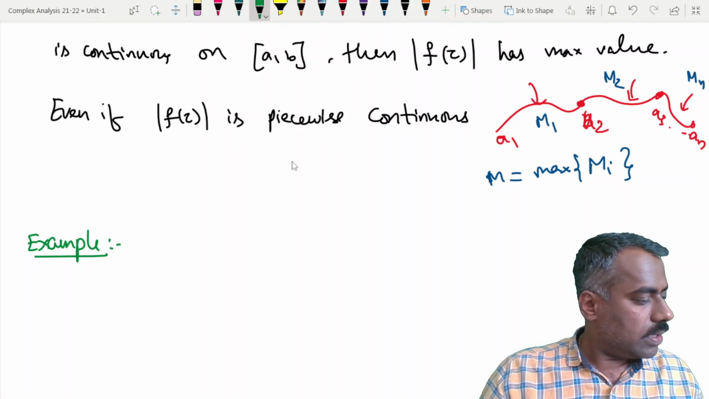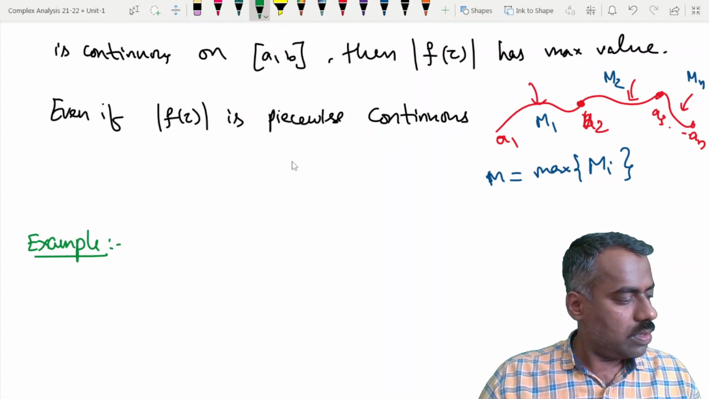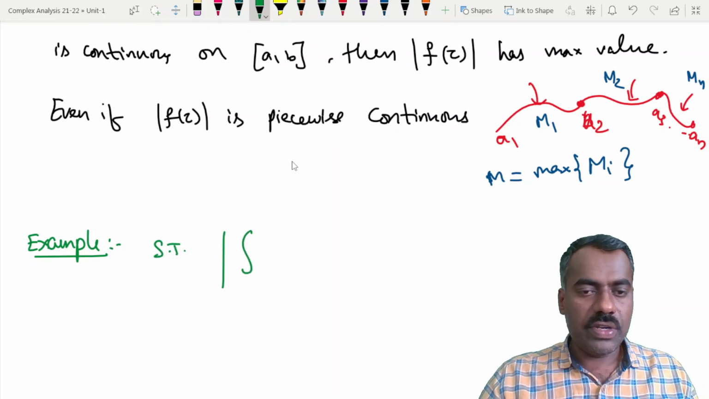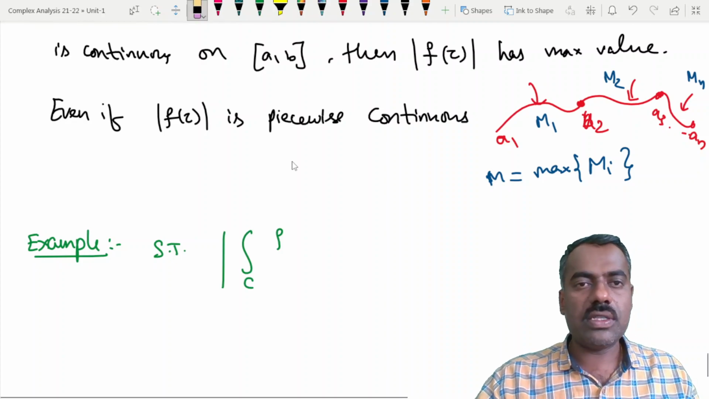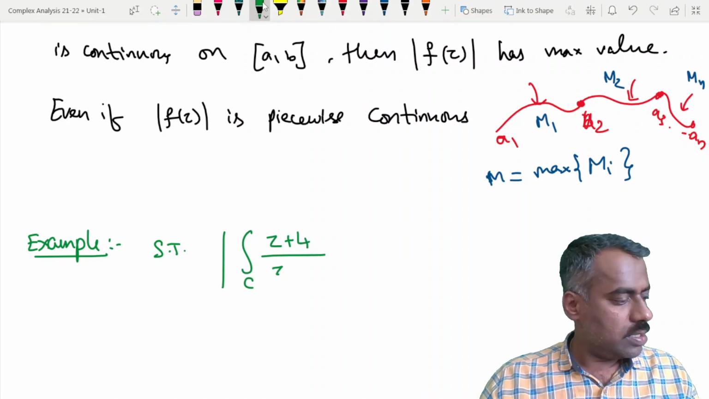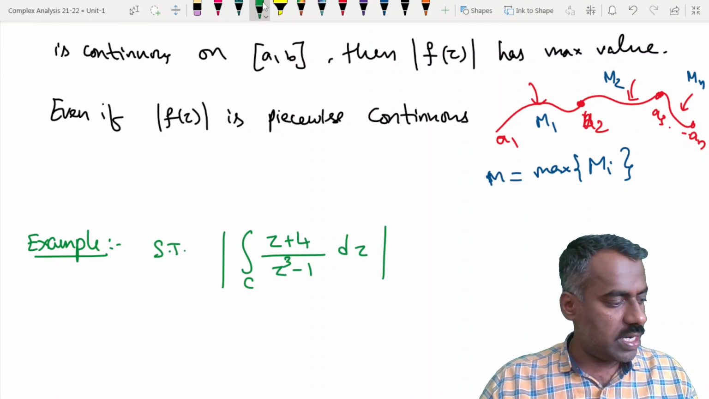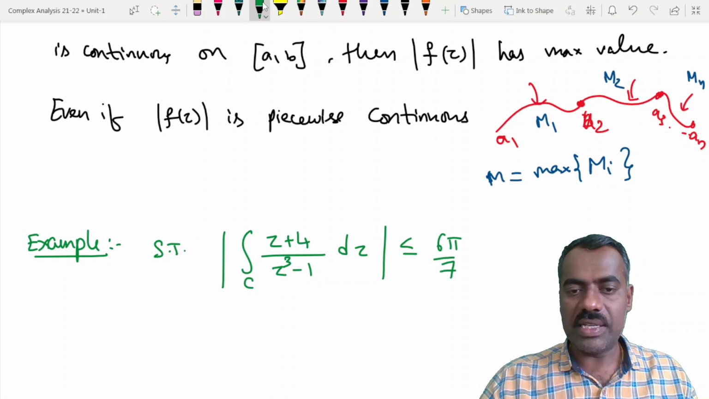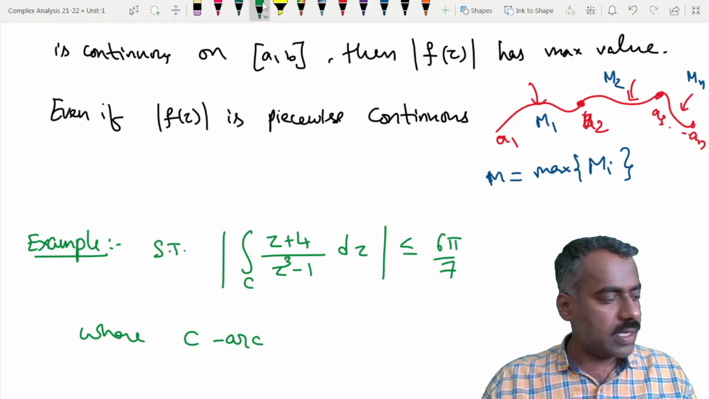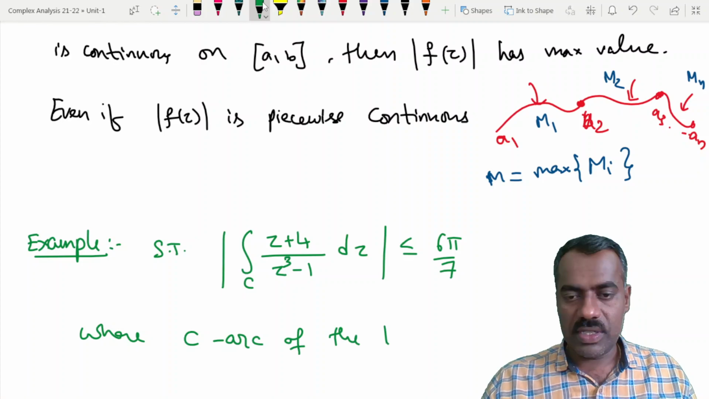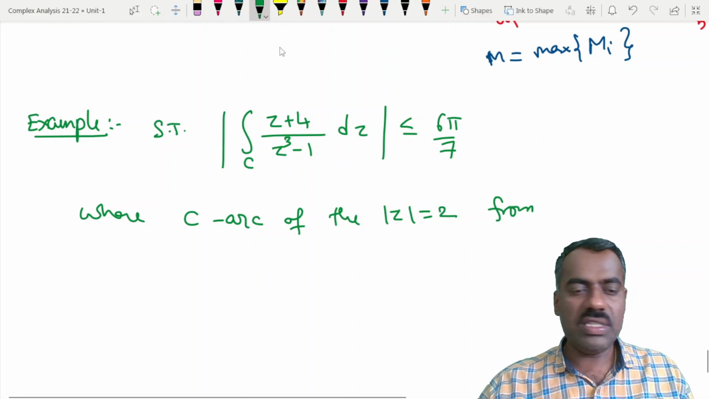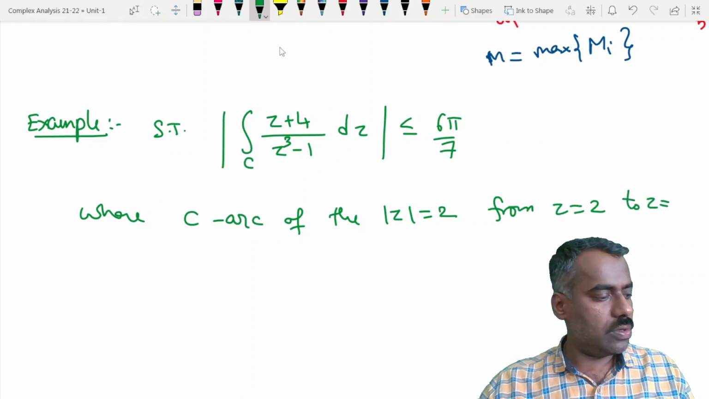Let me take this example: show that the absolute value of the integral over C of f of z, which is (z + 4)/(z³ − 1) dz, is less than or equal to 6π/7, where C is the arc of the circle mod z equals 2, starting from z equals 2 to z equals 2i.